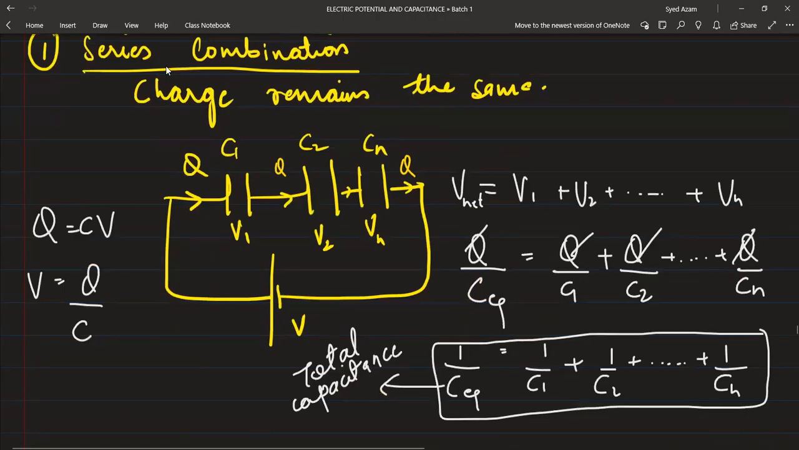In series and parallel combination, if capacitors are connected in series, how will you identify it? You will see the charges are the same. The charges flowing through them are exactly the same. This is how you identify a series. 1 by C equivalent is equal to 1 by C1 plus 1 by C2 plus 1 by C3 up till nth. You just have to use this formula and reciprocate the value to get C equivalent.